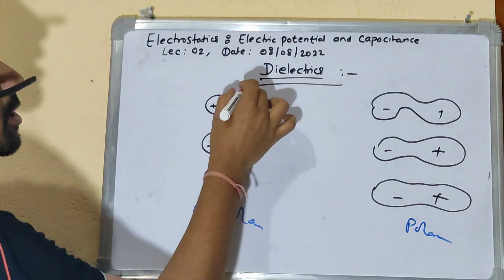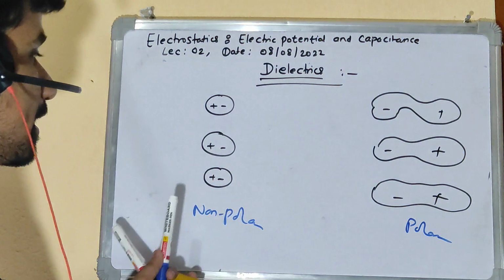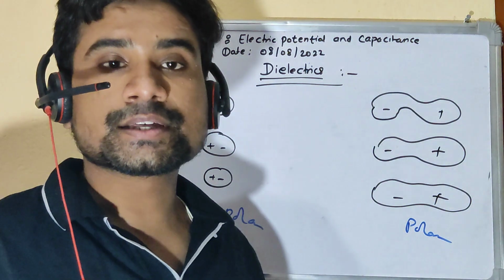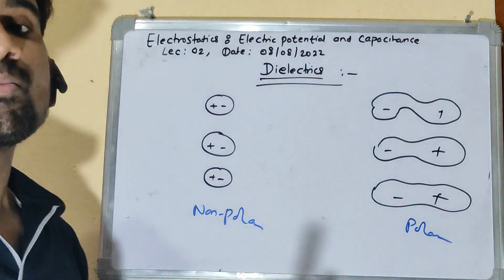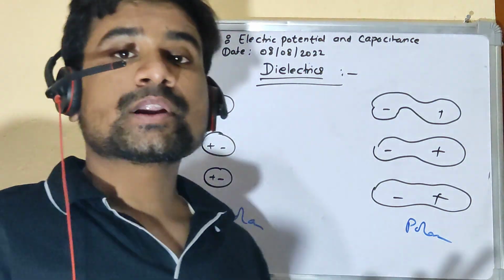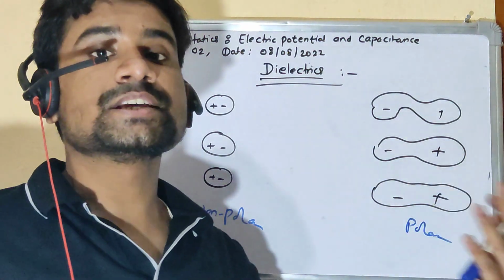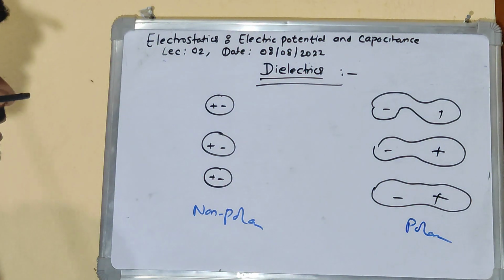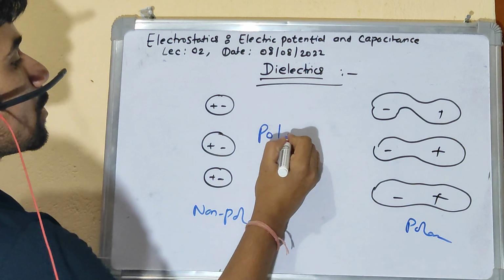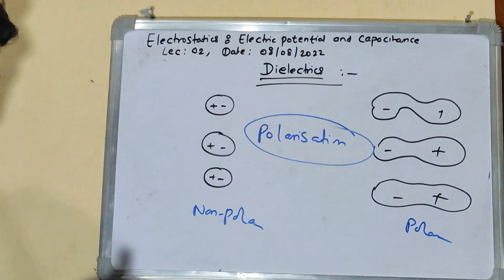But if this non-polar molecule is also placed in an external electric field, as we discussed, it may get this separation of centers and it may get some polarity. And this development of polarity, this phenomenon, is called polarization. Let me write this term. The phenomenon is called polarization.